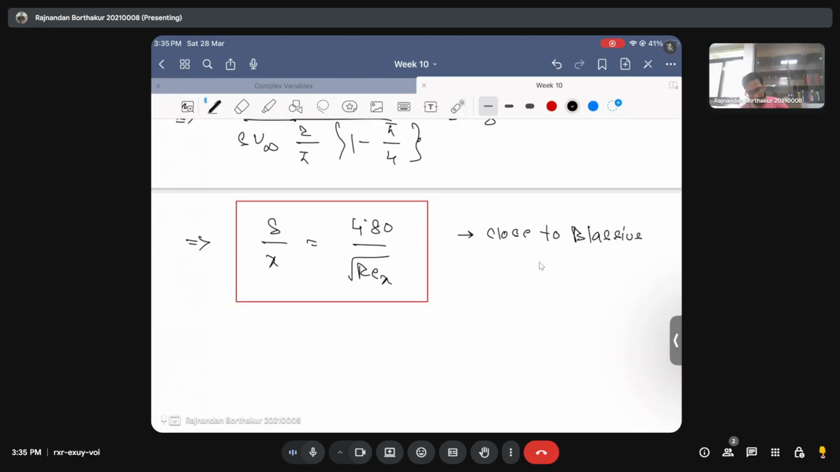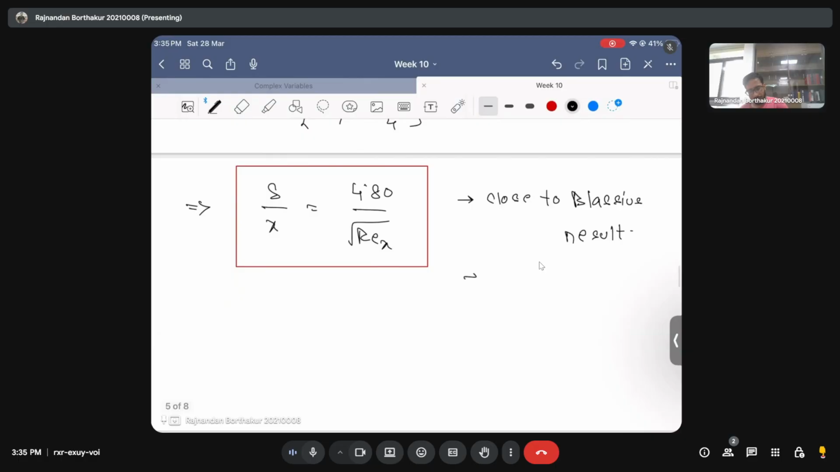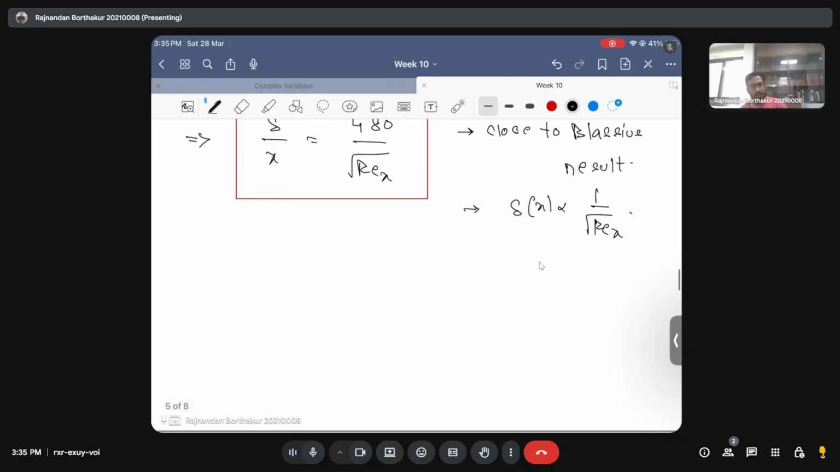This is very close to Blasius's result. And the second thing is that you can indeed see that your delta basically varies as 1 by square root of Rex, which again gives us the logical reasoning as to why, when Rex, the Reynolds number, is very much greater than 1, your boundary layer thickness is typically very much less than 1.